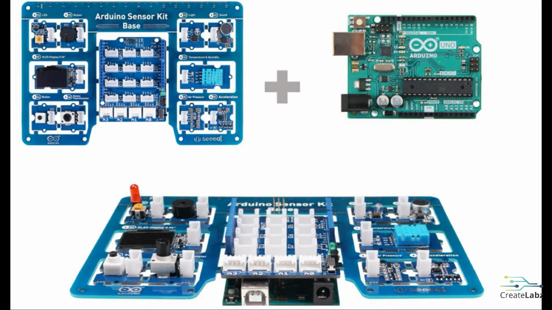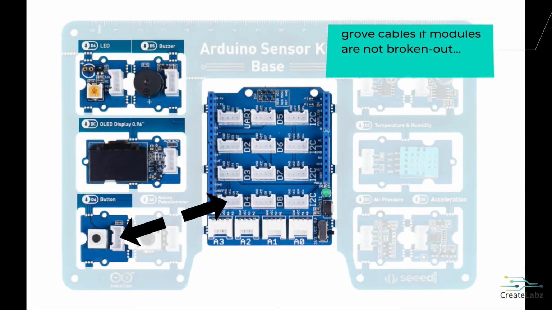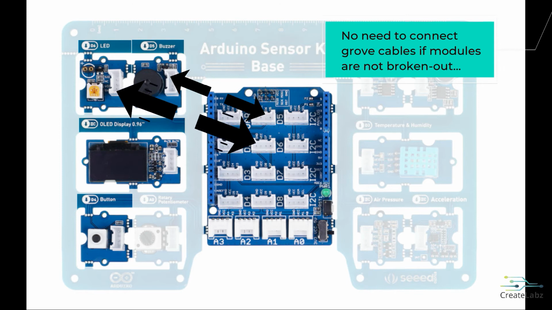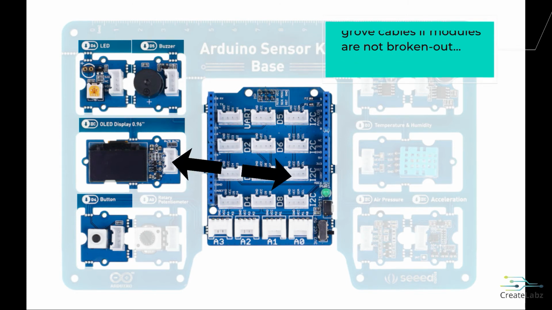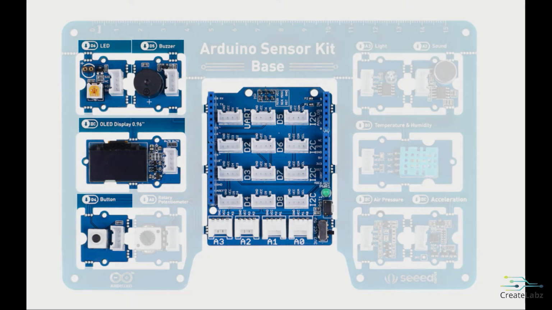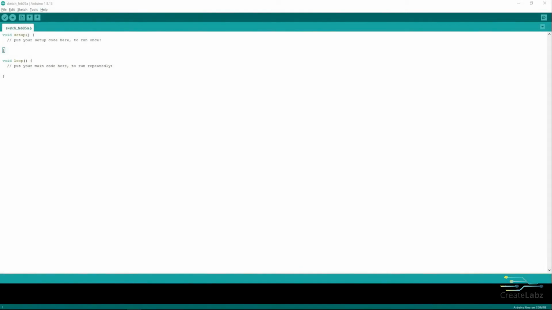The first thing is to prepare the Arduino Sensor Kit. Connect the Grove base shield to the Arduino Uno. Plug in the Grove button to the pin marked D4 in the Grove base shield, while the Grove buzzer connects to pin D5 and the Grove LED to pin D6. Then, connect the Arduino Uno to the computer, open the Arduino IDE, and proceed to create a new sketch.